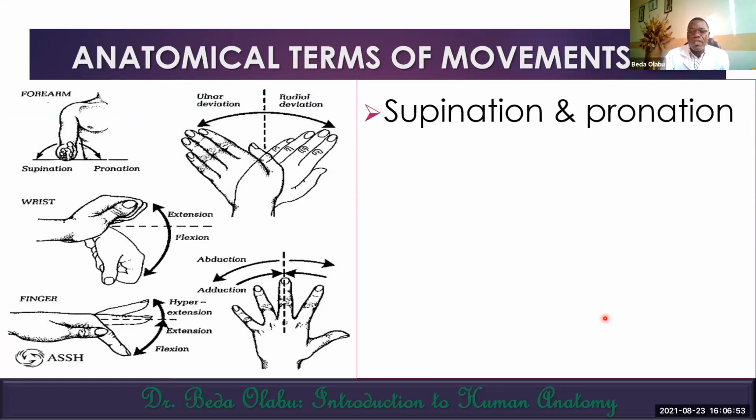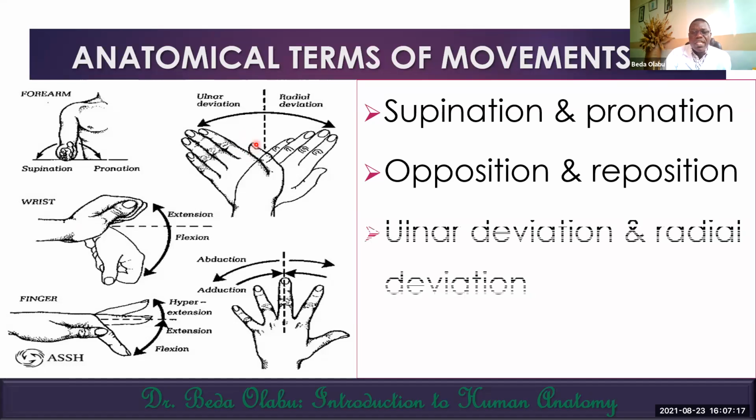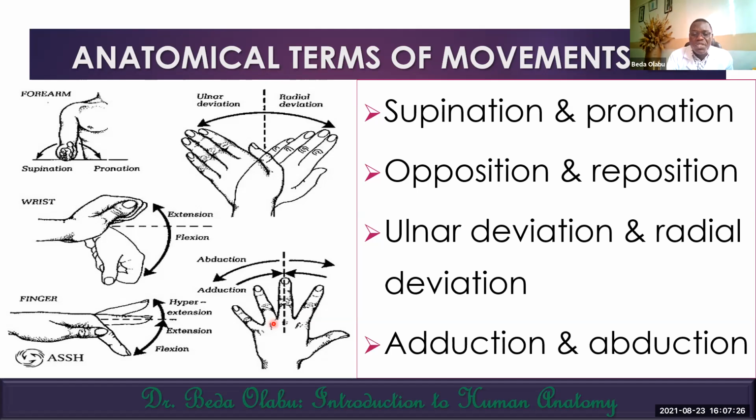So this first image shows you supination and pronation, as I told you. We don't have opposition and reposition in these images, but this second image shows you flexion and extension at the wrist. This other image shows you ulnar deviation and radial deviation. This last image is important. It shows you how we describe adduction and abduction of the digits. It's different from how we describe adduction and abduction in the other parts of the body.